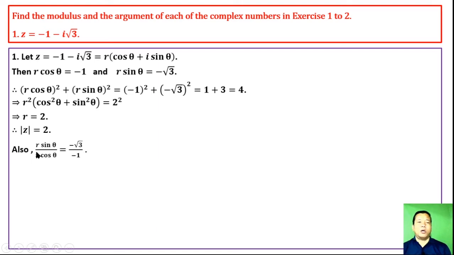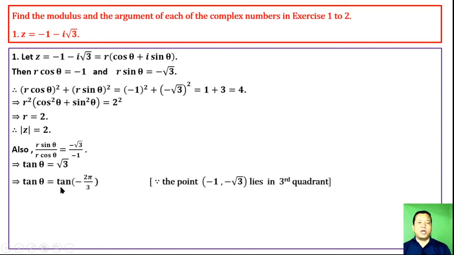Again, dividing r sin theta by r cos theta, we get tan theta, which is root 3. Tan theta is root 3. Tan of which angle gives root 3? There are many angles, but we have to find the one for which the point representing the complex number lies in the third quadrant. Tan theta equal to tan of minus 2 pi by 3, because the point lies in the third quadrant.